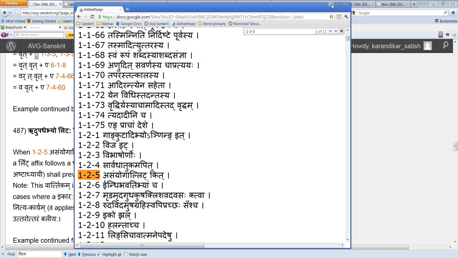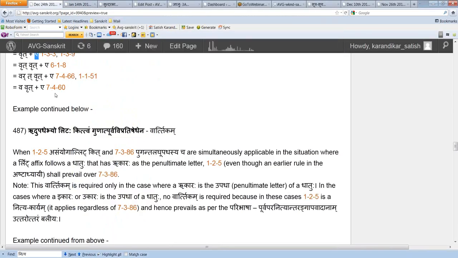So by that, the ekara becomes kit. But now what happens is that the puganta laghupatasya is a parakaryam. This we did all in the last class towards the end. Since we're running out of time, doing it again in about 5 minutes here. So the puganta laghupatasya is parakaryam.